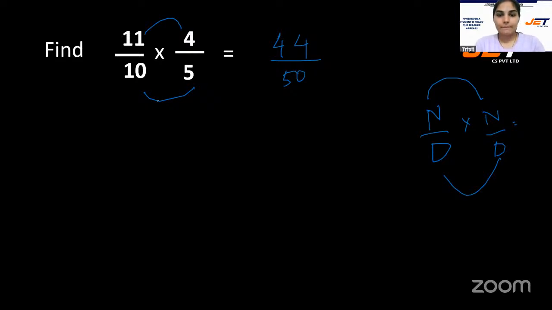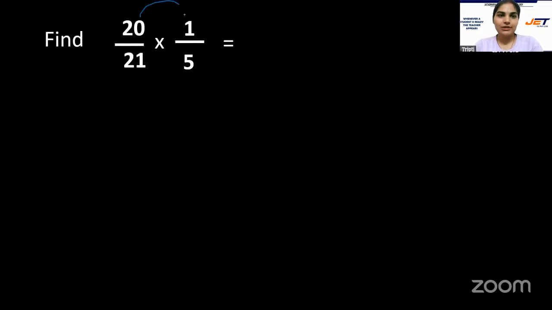Okay. Numerator times numerator, denominator times denominator. That's all you have to do. I hope this is easy now. So the next one, numerator times numerator, denominator times denominator. Tell me the answer fast.